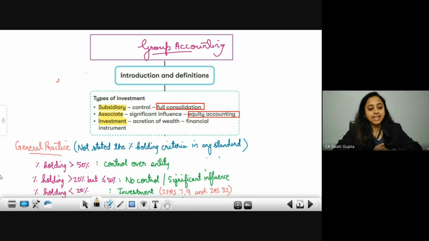This is our first slide wherein we are talking about what is group accounting and why we are studying it. We're studying group accounting because as an accountant, we are required to prepare consolidated financial statements on behalf of the parent company, or you can say holding company.